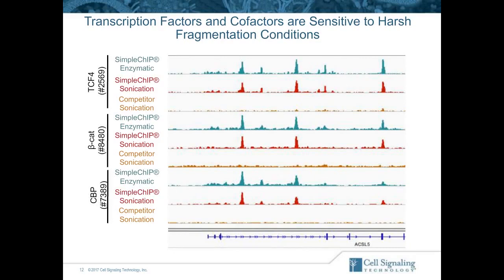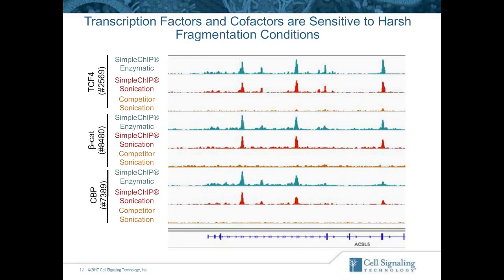However, if we look at transcription factors and cofactors, we see a big difference. Here we're looking at TCF4 and 2 of its cofactors that it recruits to its target genes, beta-catenin and CBP. If we look at the ChIP-seq data, here we're looking at the ACSL5 target gene. We see nice enrichment of these 3 proteins using the Simple ChIP enzymatic kit and the Simple ChIP Sonication kit, but using the high detergent competitor Sonication kit, we see absolutely no enrichment.